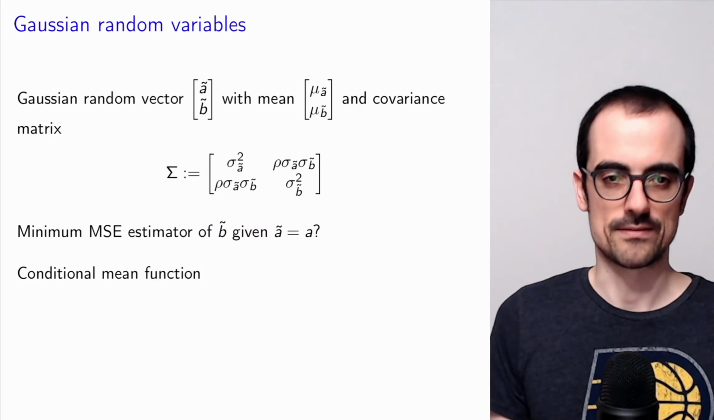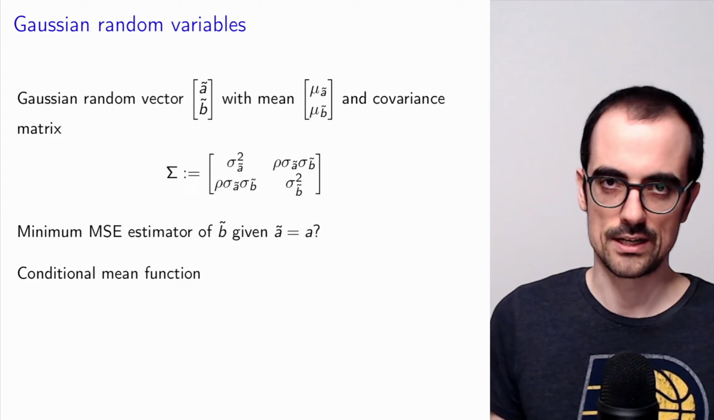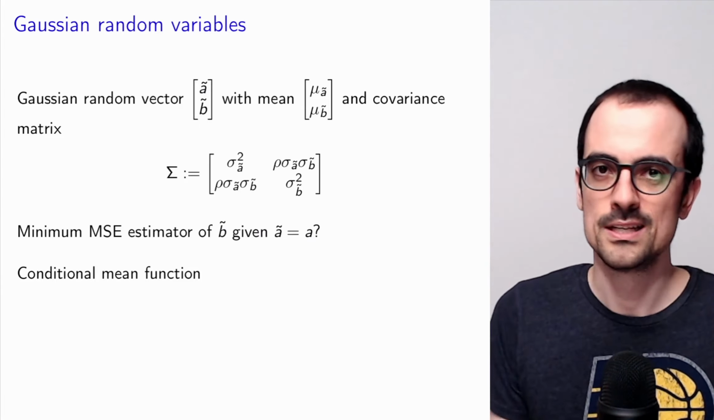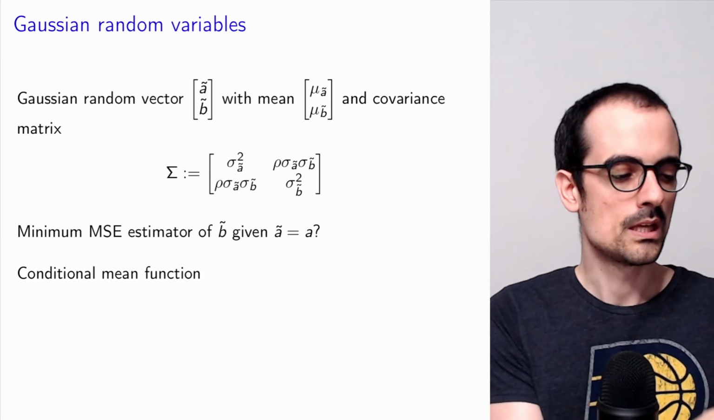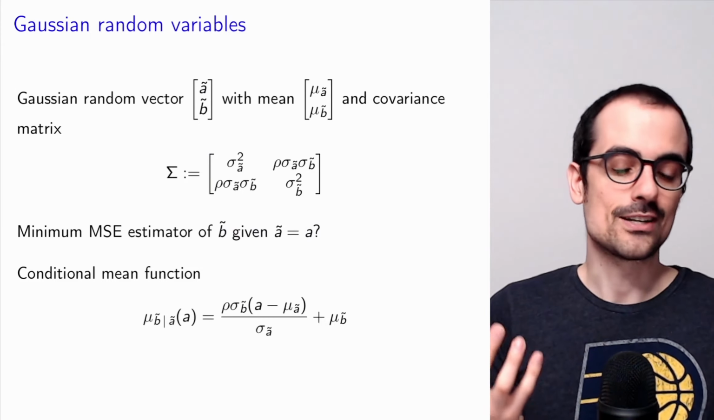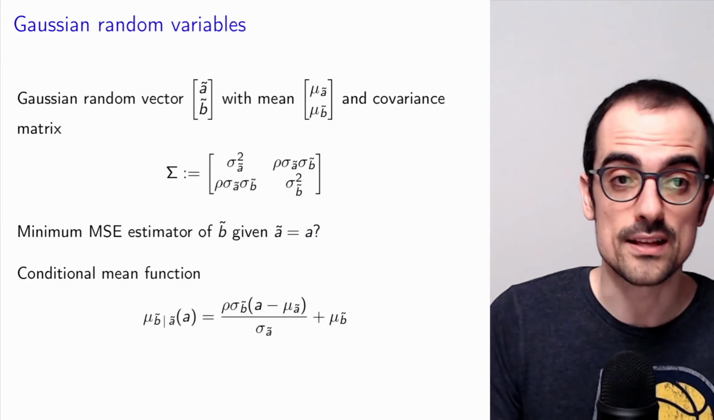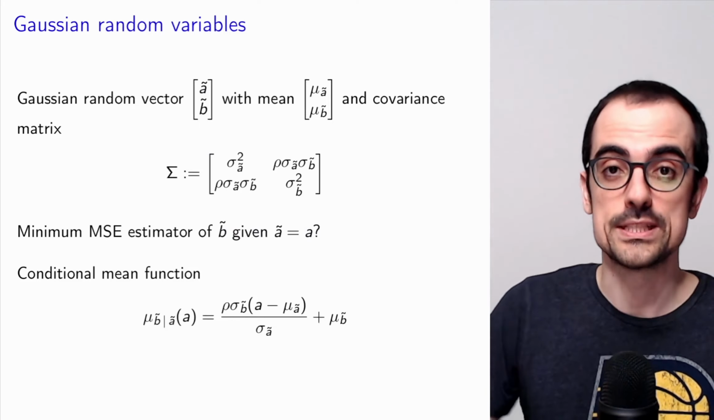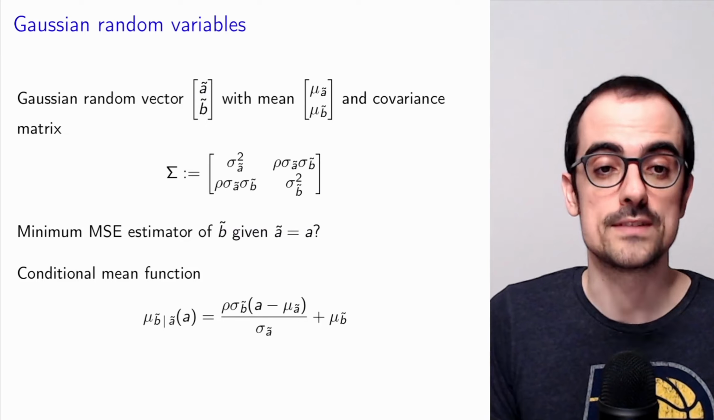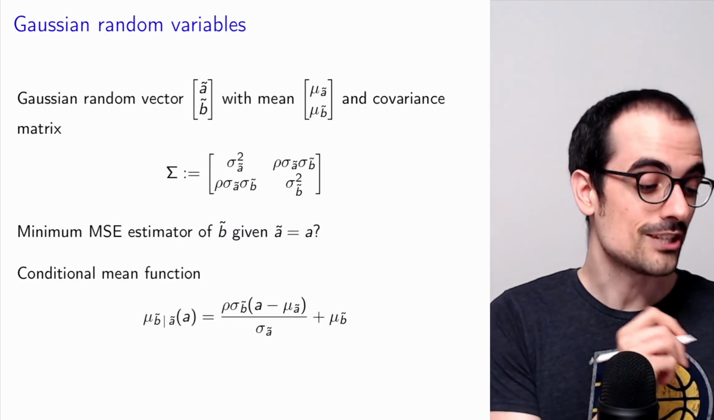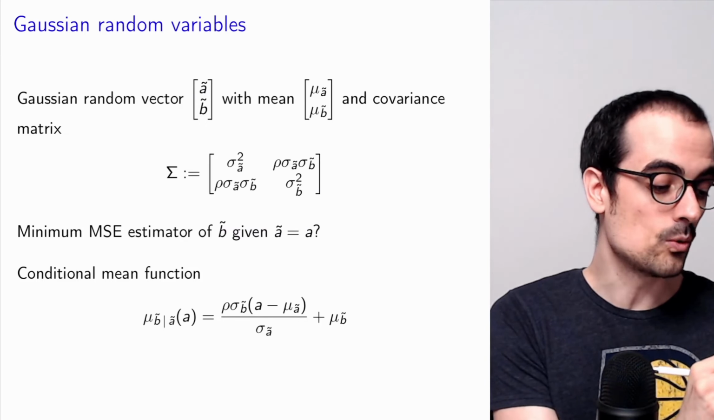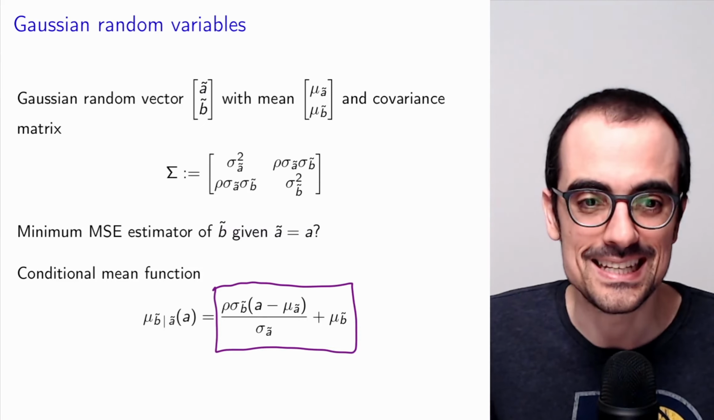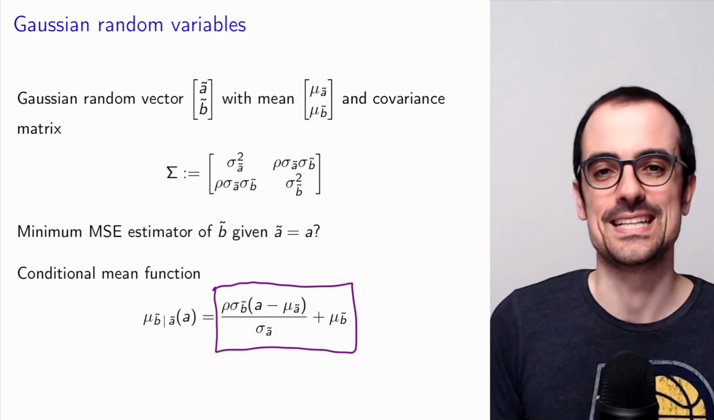It's a conditional mean function, right? Exactly like what we saw here with the cats and dogs. That's the optimal nonlinear estimator, the optimal estimator. However, the conditional mean function for Gaussians, which we derived, you can go and look at the video on the marginal and conditional distributions of Gaussians, is exactly equal to the linear MMSE estimate of B given A.